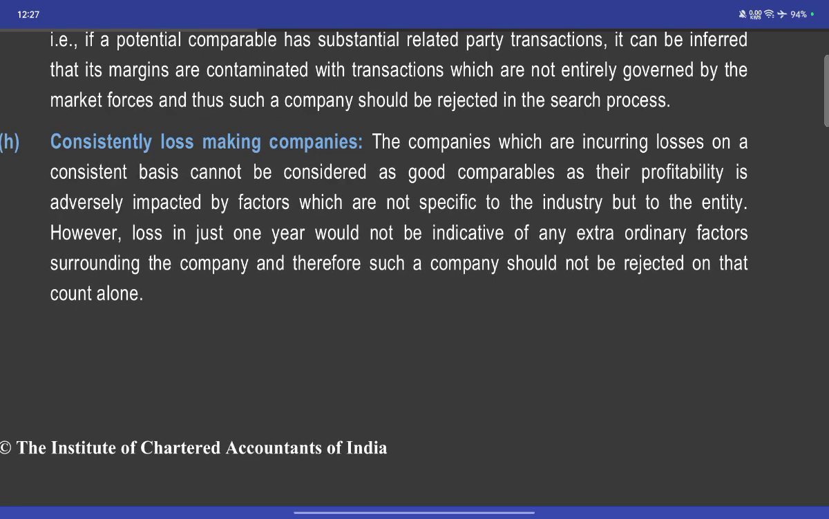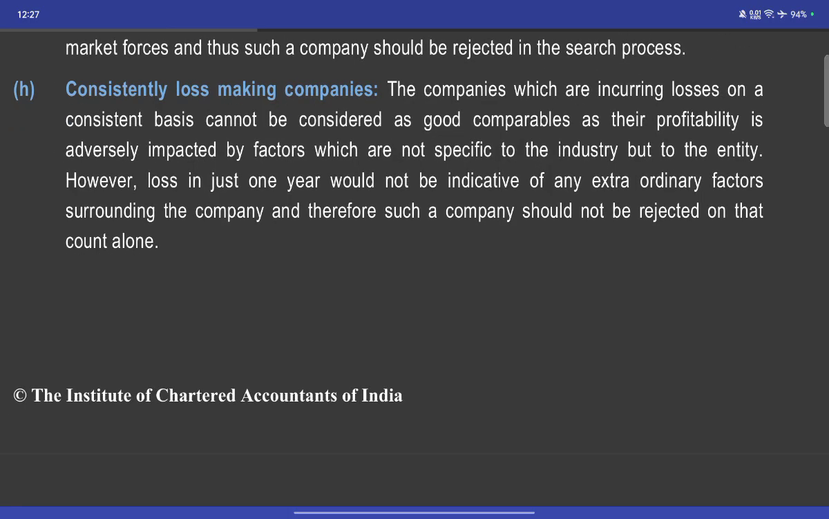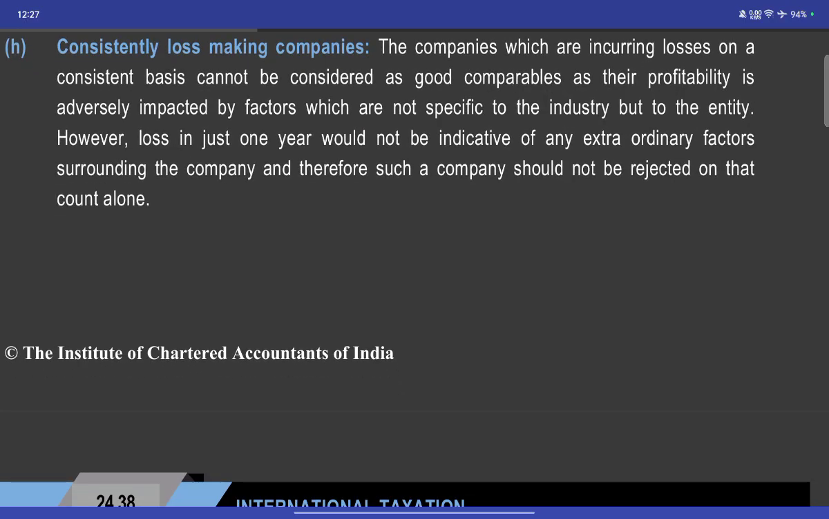Consistently loss-making companies. Companies which are incurring losses on a consistent basis cannot be considered good comparables, as their profitability is adversely impacted by factors which are not specific to the industry but to the entity. However, a loss in just one year may be indicative of extraordinary factors surrounding the company, and therefore such a company should not be rejected as a comparable.